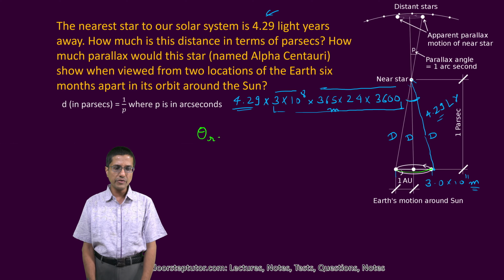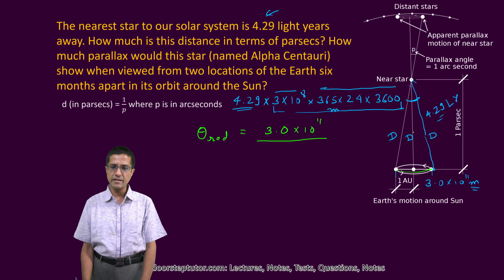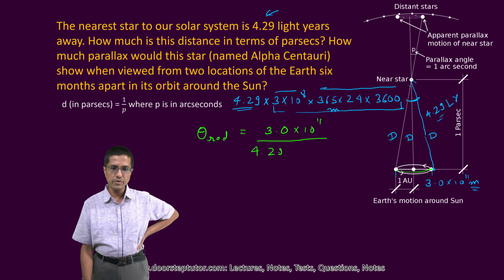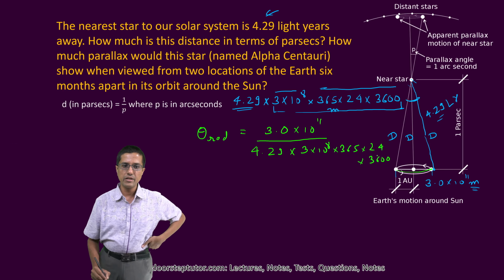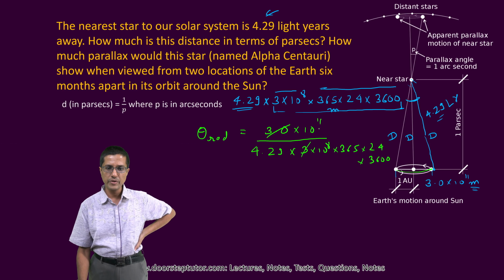Now we also know from our discussions that if this assumption holds, then theta in radians is equal to arc length, which in this case is 3.0 into 10 raised to power 11, divided by the radius, which in this case happens to be d, which is this one. So this is 4.29 into 3 into 10 raised to power 8 into 365 into 24 into 3600. All of this data we already have. So now we can simplify this a little. We can cancel these out, and these will also get cancelled out, and this will become really 1000.